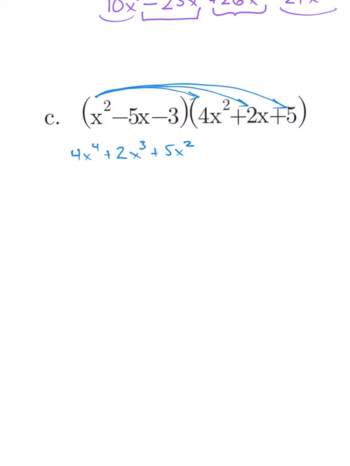Now, if you're drawing the arrows, you probably have top and bottom ones. So here we go. Let's go ahead and do the minus 5x on the bottom. If we multiply negative 5x times 4x squared, I get minus 20x cubed. Minus 5x times 2x is minus 10x squared. And minus 5x times 5 is minus 25x.